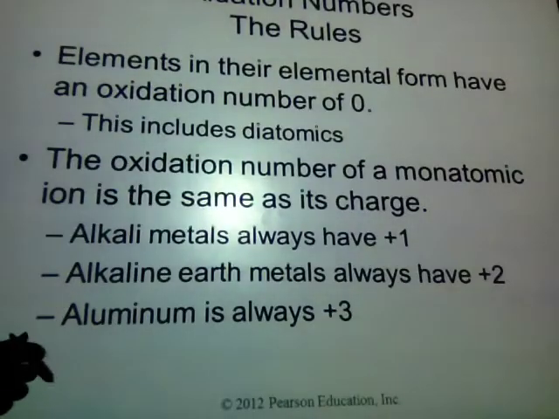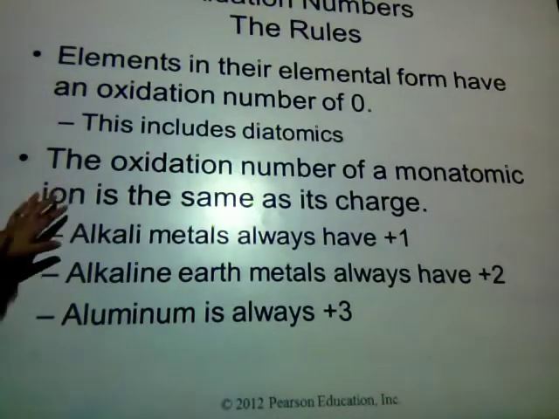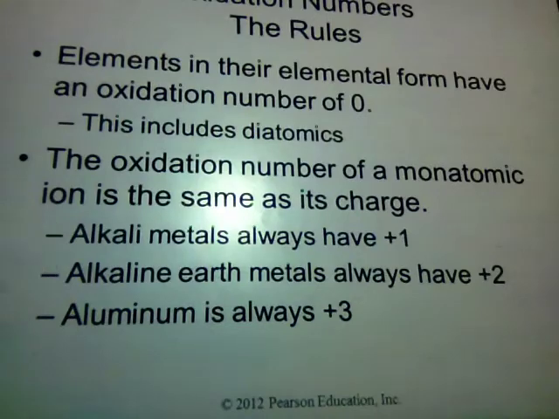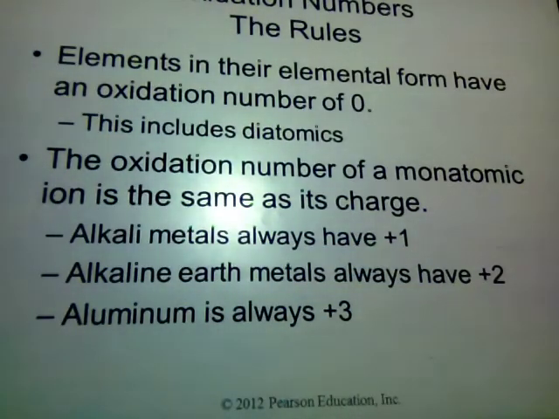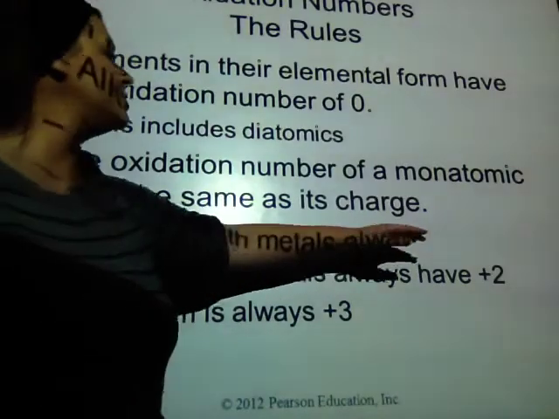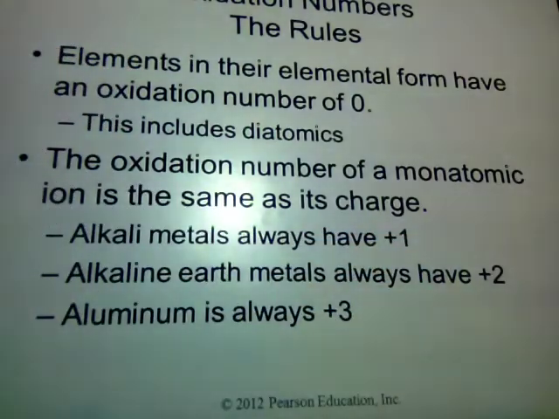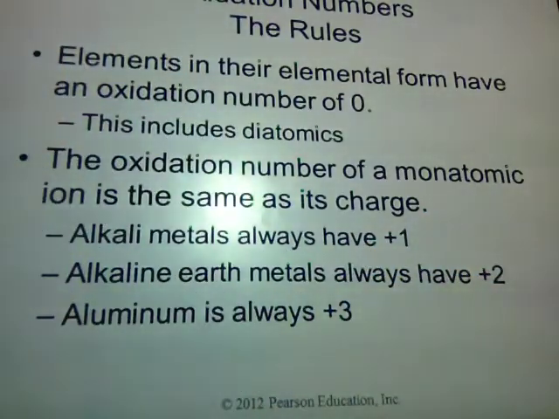If it's an alkali metal, if it's in that first group, so it's lithium, potassium, rubidium, sodium, francium, cesium, any of those, they will always have a +1 oxidation number. Always. Doesn't matter what it's bonded with. Alkali metals always have a +1 oxidation number. Alkaline earth metals will always have a +2 oxidation number.